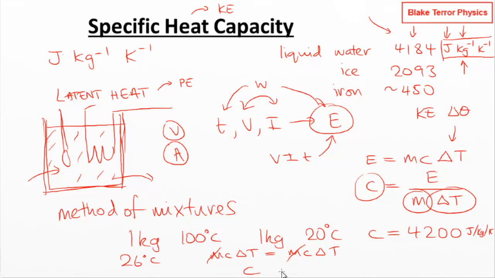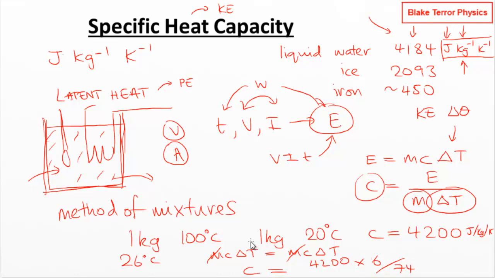So we can say, well, the specific heat capacity of the metal is going to be 4200 for the water, multiplied by the temperature change for the water, which is 6, and then divide it by the temperature change for the metal, which is 74. That's going to then give us our new specific heat capacity calculation. That's our specific heat capacity of the metal.